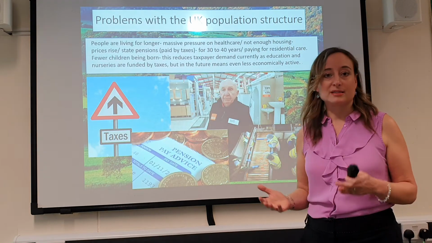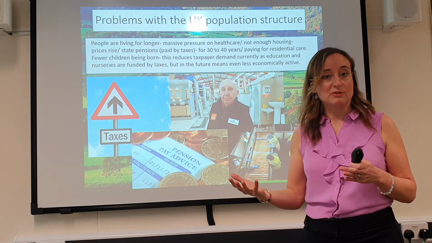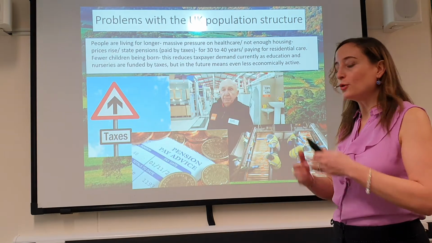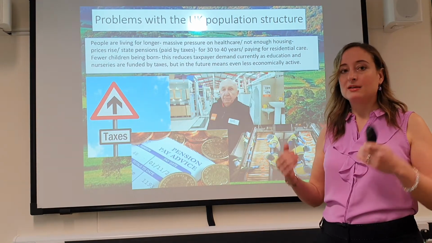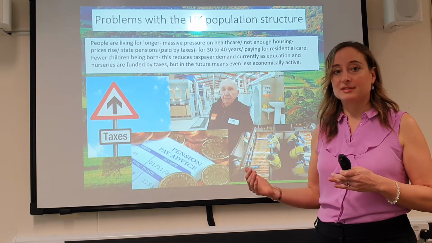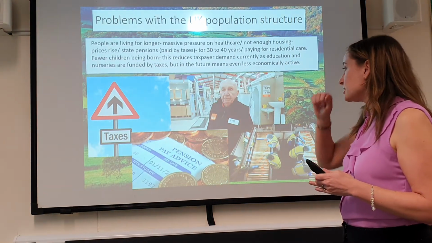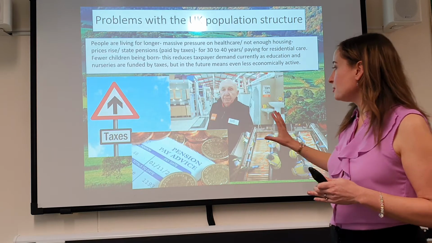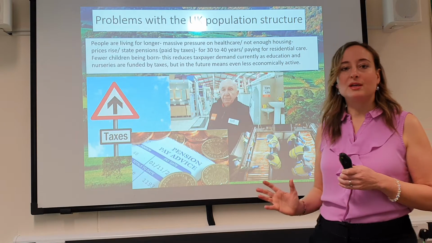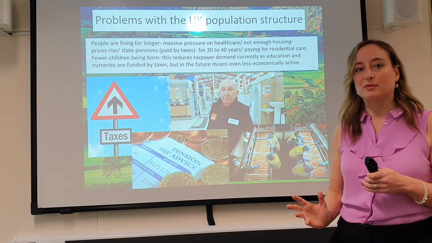You also need residential care, homes for elderly people that can't look after themselves, and social care as well. So all these things need paying for, and there isn't enough money from the economically active people to pay for all of this. So what we have to do is we have to think of solutions to this. So I've put some pictures on the board. I've put a couple of pictures. See if you can think of anything that we can do to try and solve some of these problems.